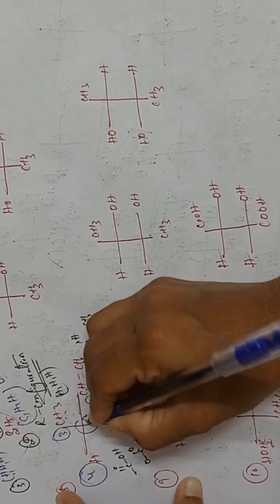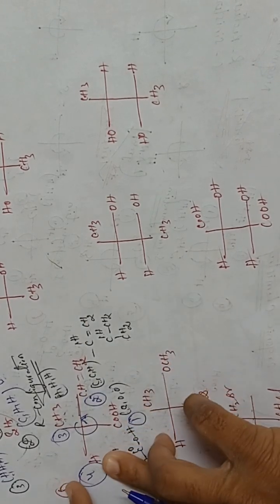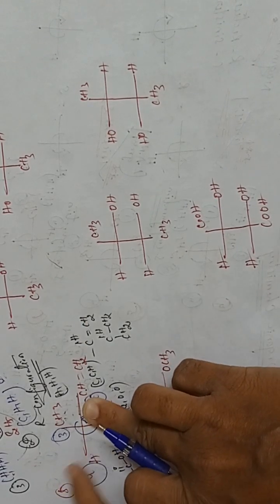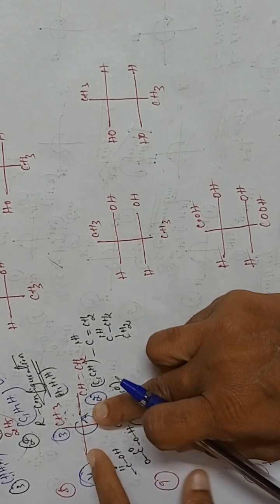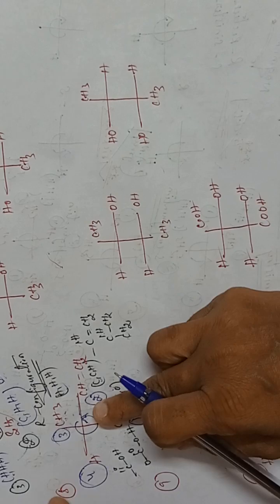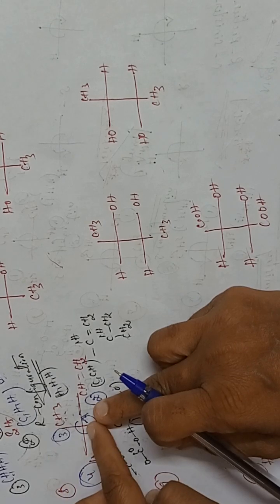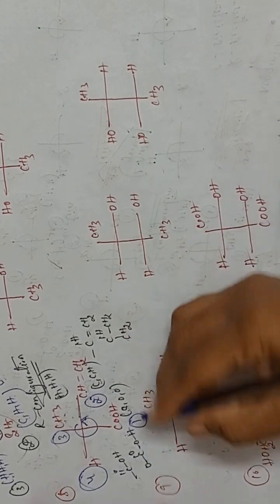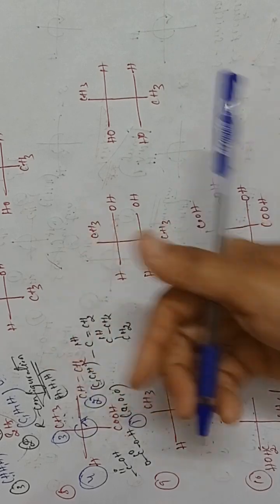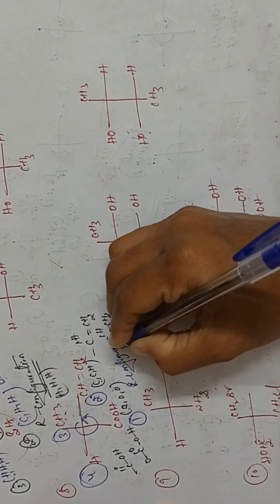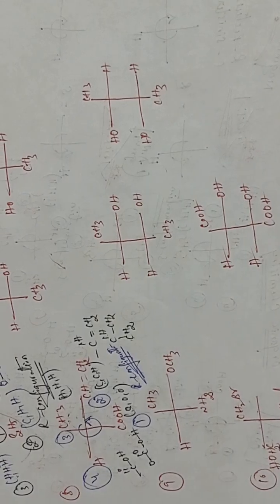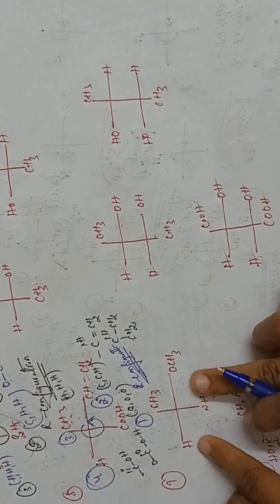Which direction? Anti-clockwise direction. And the hydrogen atom is on the horizontal line. This is anti-clockwise. Trick number 2 you have to follow: clockwise means S configuration, anti-clockwise means R configuration. So which configuration is it, students? R configuration. Clear? Right. Next one, see this example.